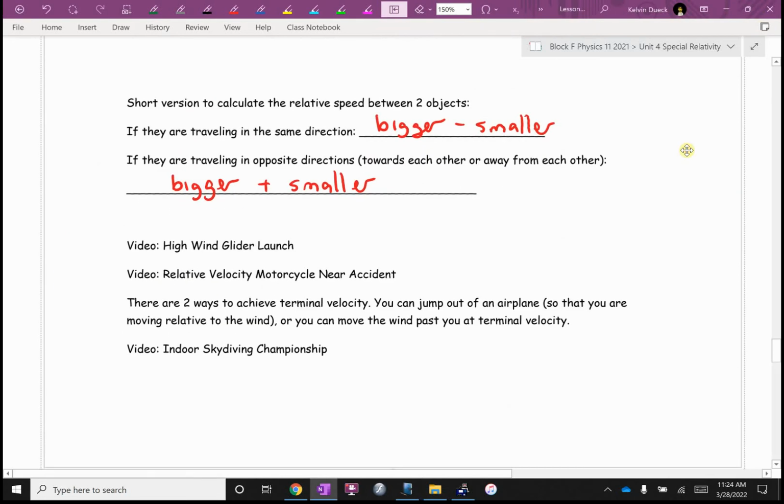Have I jumped out of an airplane? I've jumped out of an airplane. Mentioned that? I hope I have. When I jumped out of an airplane, I achieved terminal velocity. I was falling through the air. The air was going past me so fast that I was no longer accelerating. Now, that was me moving through the air. Scott, there's another way you can achieve terminal velocity. Instead of moving your body through the air, you can move the air past your body.